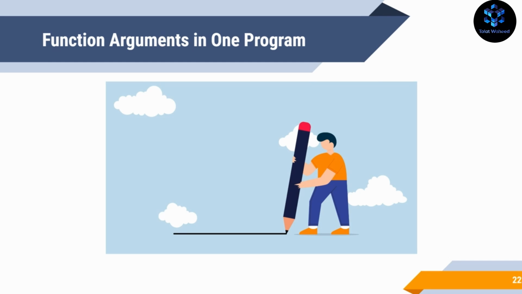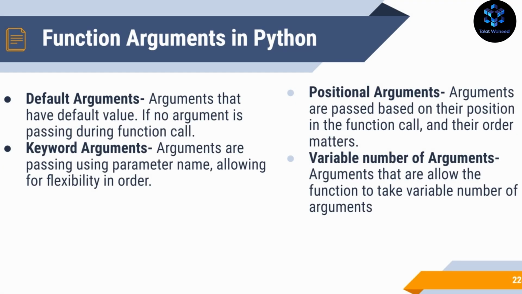Okay, there are four types of function arguments in Python: default arguments, keyword arguments, positional arguments, and variable number of arguments. In default arguments we have default values, and in keyword arguments we have to pass the parameter name. In positional arguments we have to pass the value in correct order. Okay, so let's open your editor and let's see how it's working.